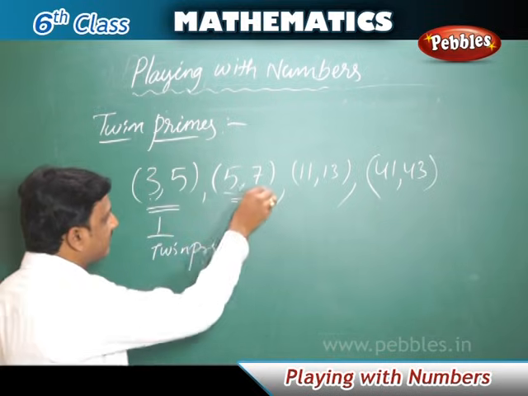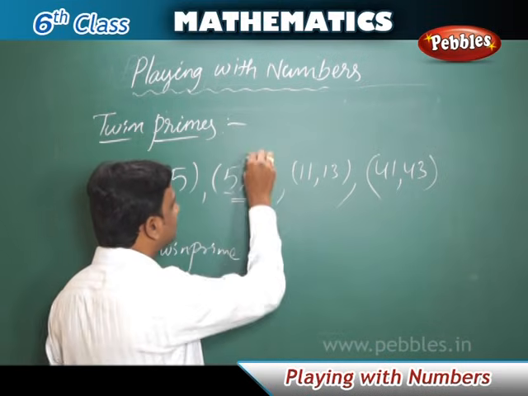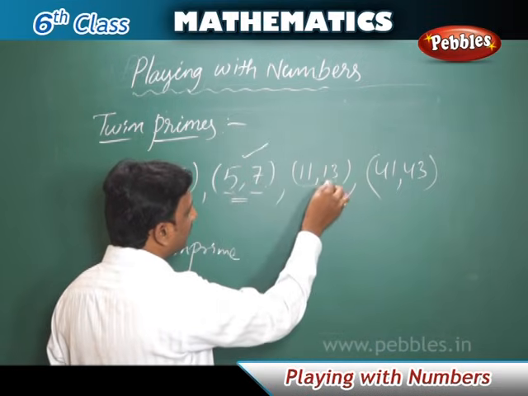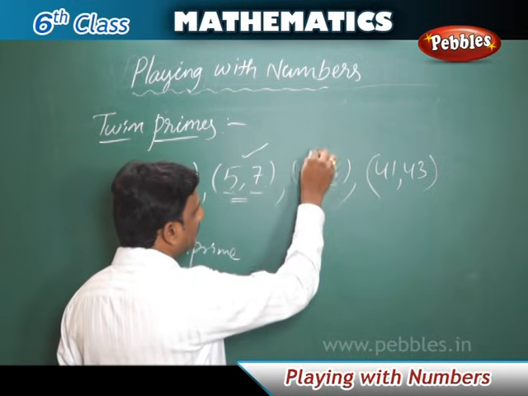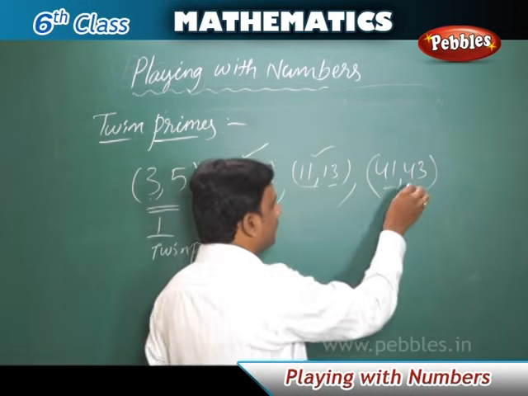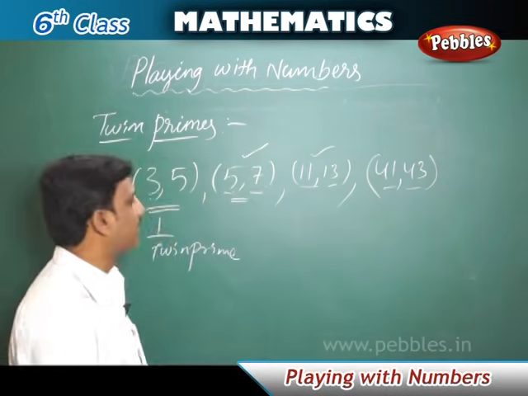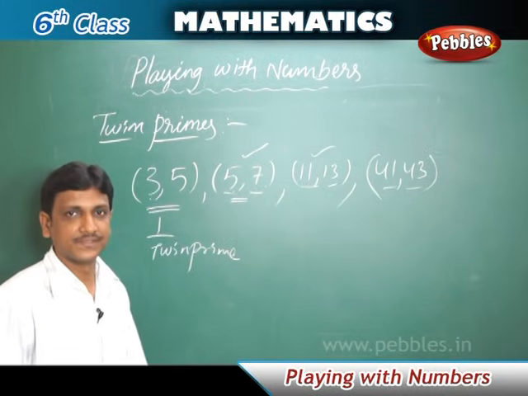Even you see 5 and 7, the difference is 2. Both are prime numbers. So this is a twin prime pair. And here 11, 13, the difference is 2 and both are prime numbers. And even 41, 43. So these kinds of numbers are called twin primes.